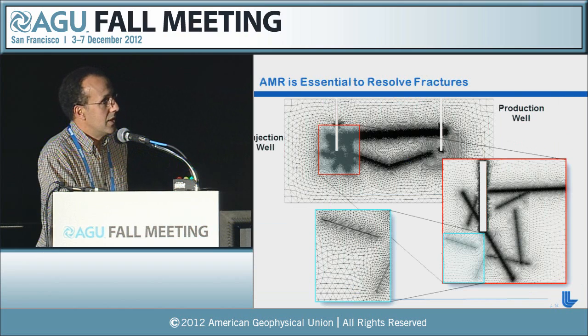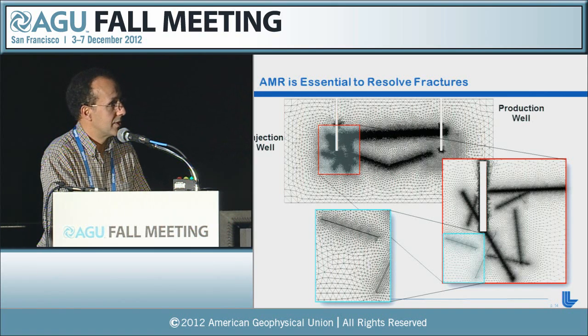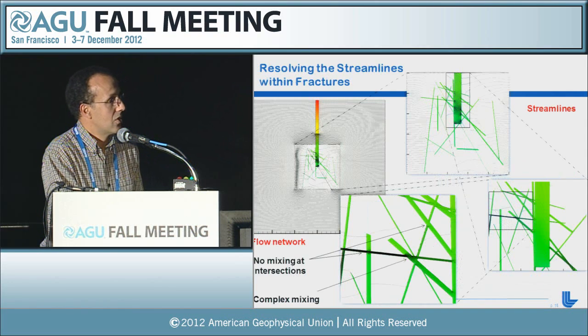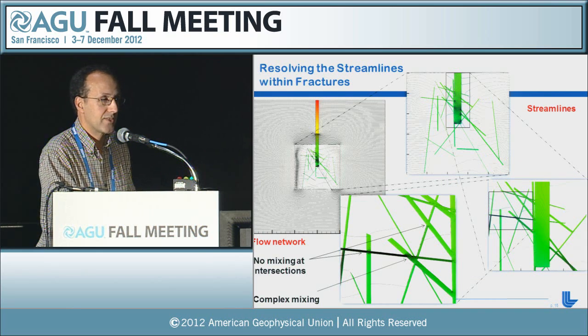So we do an adaptive mesh-refined finite element solution for the problem that allows you to mimic all the flow and subsurface transport within the formations as well as within the fractures. We also solve for the streamlines to make sure that we capture all the mixing at the intersections of the wells. This is a very difficult problem to solve.